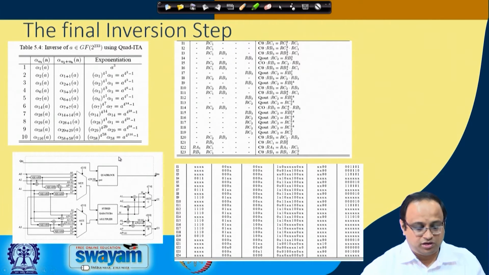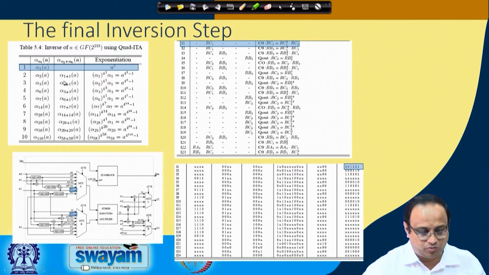I will quickly recapitulate the Itoh-Tsujii inversion algorithm using the quad logic which we studied previously. This is a quick flow chart about how this computation works. I will show you one part. For example, this is the initial step where you need to do a cube. In a cube, I take the input, but remember I do not have any cubing circuit, but I have got a squaring circuit.